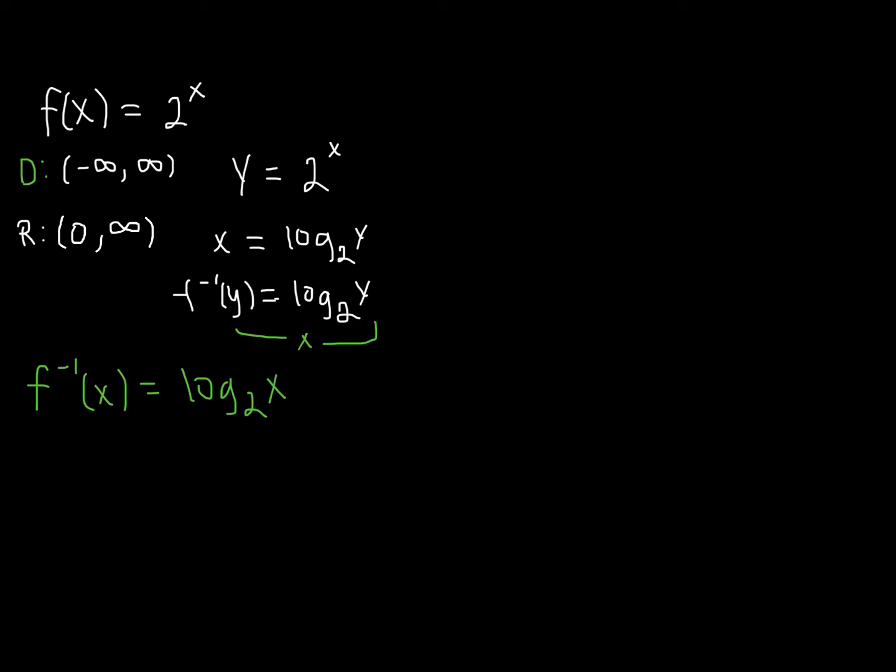Okay? And so now when I'm considering the domain and range of my inverse function, the domain of this inverse is whatever the range values were for my original function. So the domain is going to be from 0 to infinity, and the range is going to be from negative infinity to positive infinity. Okay? So that will help us when we're graphing our function. And now let's go ahead and do just that.